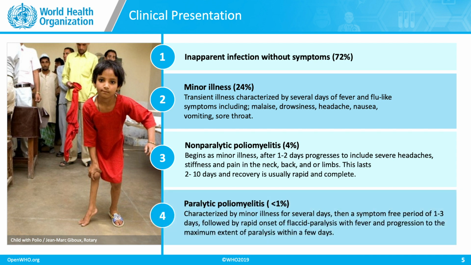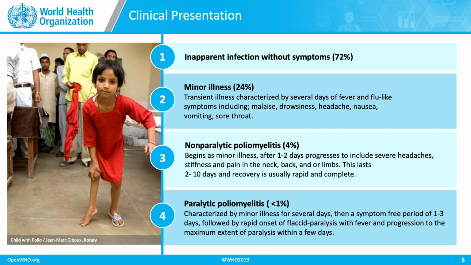4. Paralytic polio. Paralysis happens in less than 1% of all cases. Paralytic polio is characterized by minor illness, which lasts for several days. This is followed by a symptom-free period of 1 to 3 days, followed by rapid onset of flaccid paralysis or weak, floppy limbs, with fever and progression to the maximum extent of paralysis. The paralytic phase then starts. It progresses rapidly to reach its full extent, usually within 48 hours of commencement.